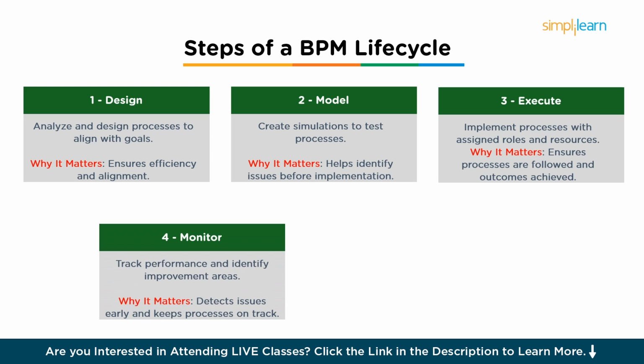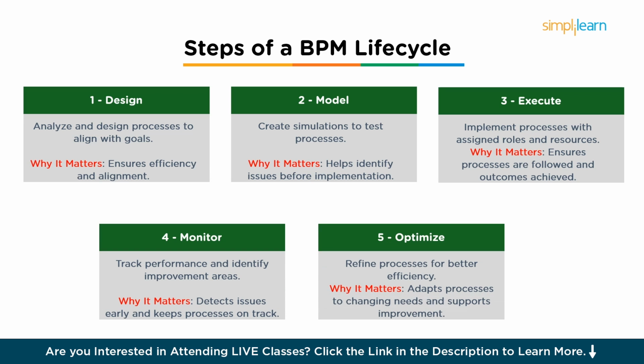4. Monitor. Once the process is in place, it must be monitored to ensure it is operating as intended. Monitoring involves tracking process performance, collecting data, and analyzing results. This phase helps identify areas for improvement and ensures that processes remain efficient and effective. Why it matters? Continuous monitoring helps organizations detect issues early and adjust their processes accordingly. It ensures that the process stays on track and meets performance standards.